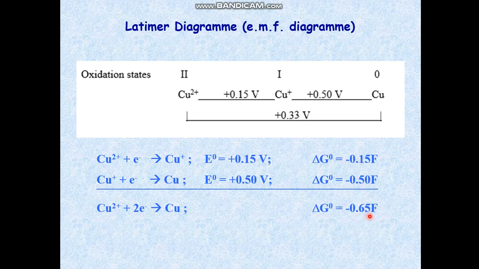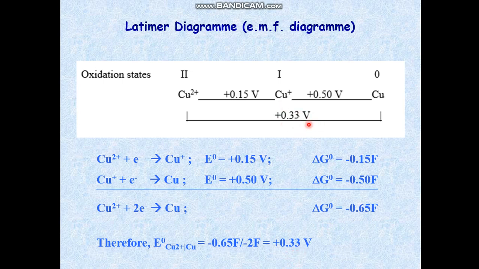So what should be the E0 value? Look, the E0 value should be minus 0.65 Faraday divided by minus nF. Here 2 electrons are involved, so minus 2F is dividing the term minus 0.65 F, and that produces the result plus 0.33 volt, which is reflected here.